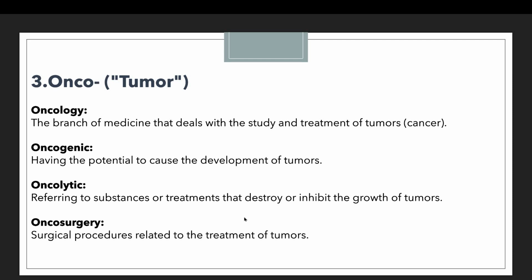Oncogenic is a terminology where we are using the prefix onco. Likewise, if you look at the third example, which is oncolytic. Oncolytic means referring to substances or treatment that destroy or inhibit the growth of tumor. So this thing we will denote with the help of the oncolytic terminology, which begins with the prefix onco. Then we have the fourth example, which is oncosurgery. What is oncosurgery? Surgical procedures related to the treatment of tumors.